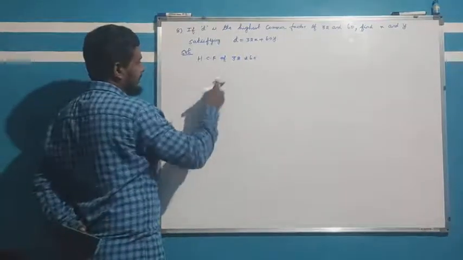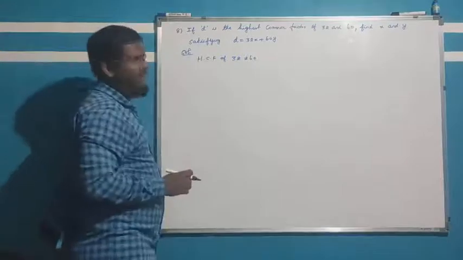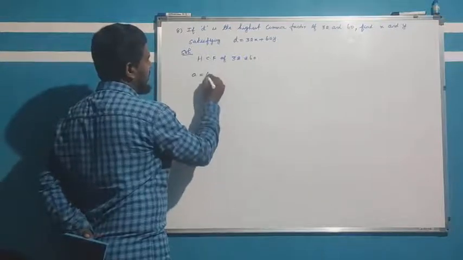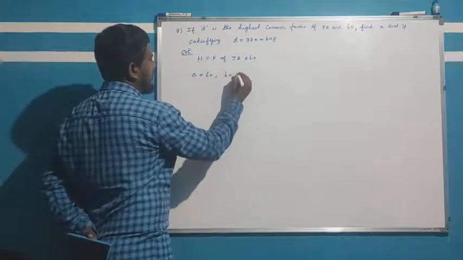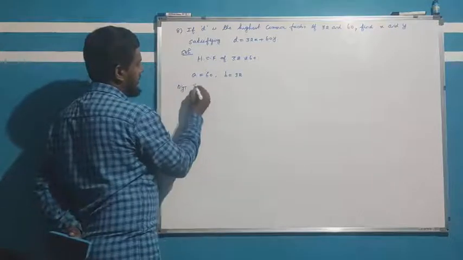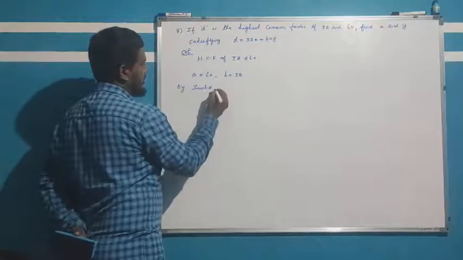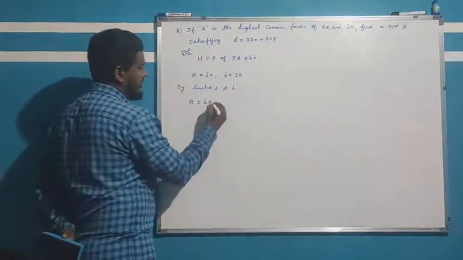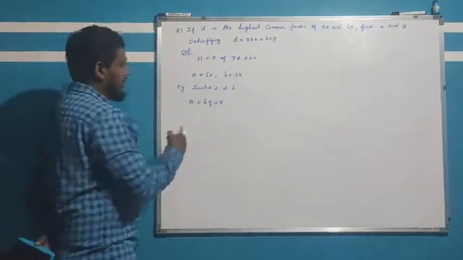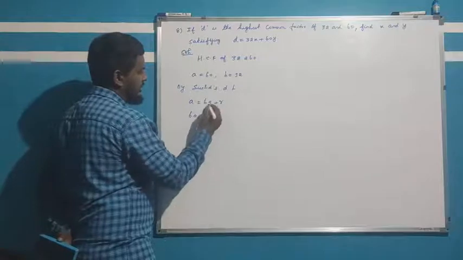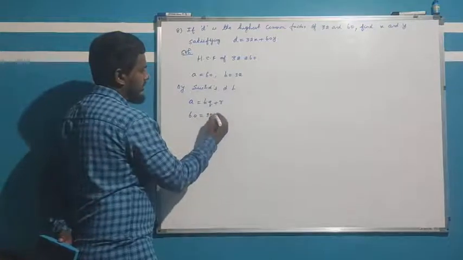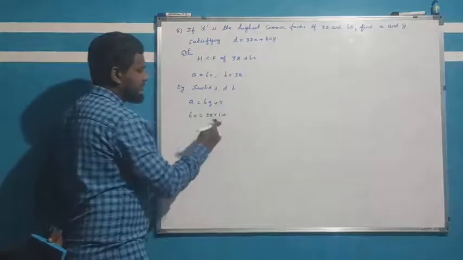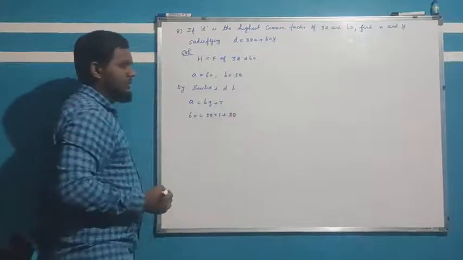This highest common factor is D, the divisor. So the highest value is 60, then B is equal to 32. By Euclid's division lemma, A is equal to BQ plus R. So what is A? 60, and B is 32. How many times is it possible? Only one time. So 1 into 32 is 32. The remaining is 28.